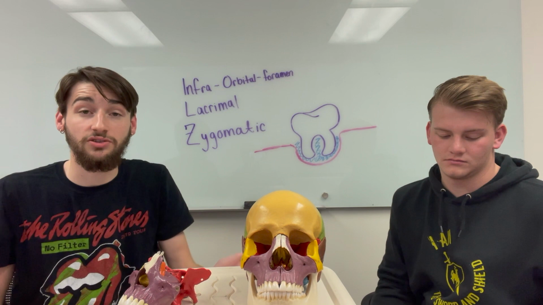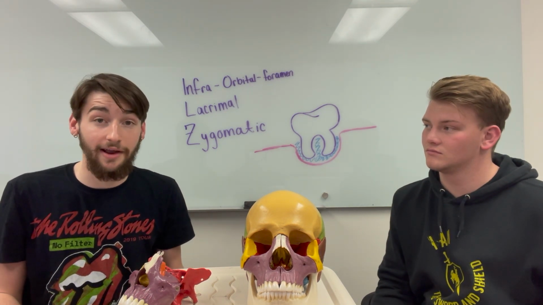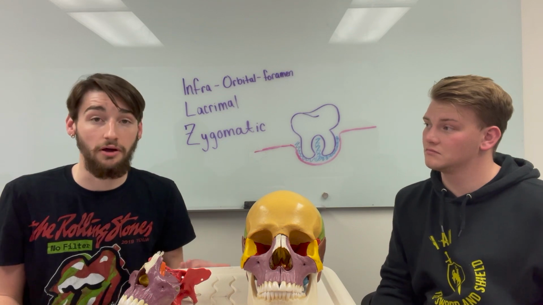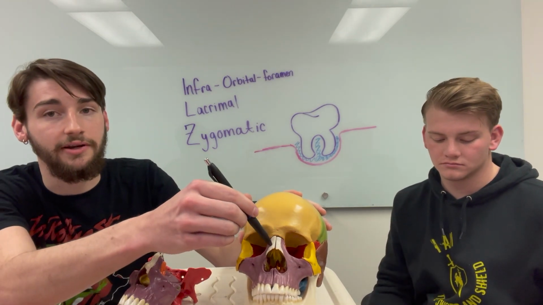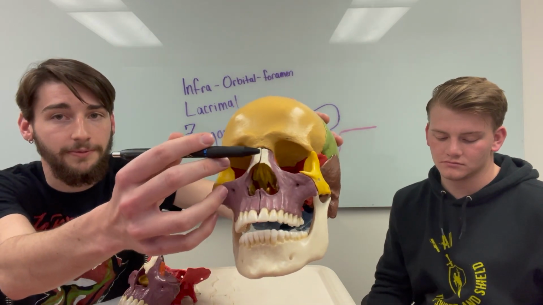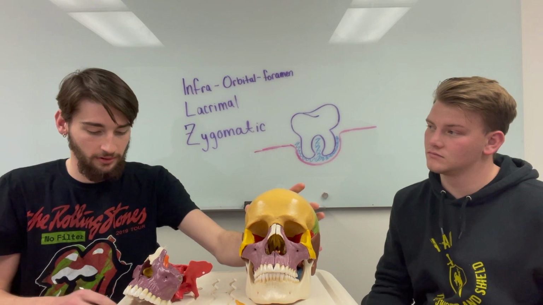Next, we've got the nasal bones. If you've heard the word nasal before, like nasal spray or something like that, nasal just means nose. So our nasal bones are going to be these 2 white bones right here. Those 2 white bones help to form the roof of our nose.